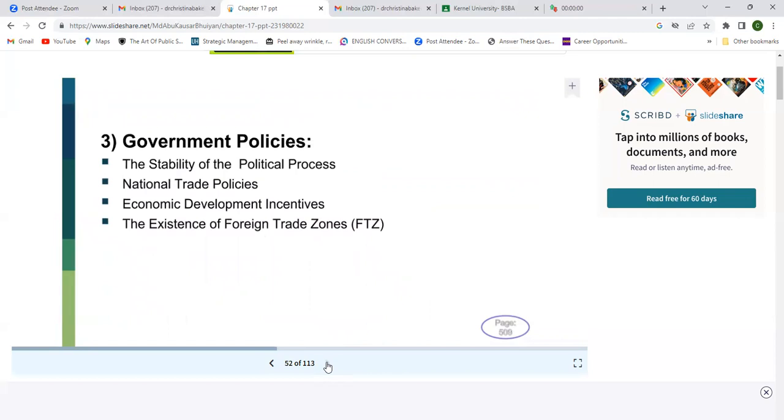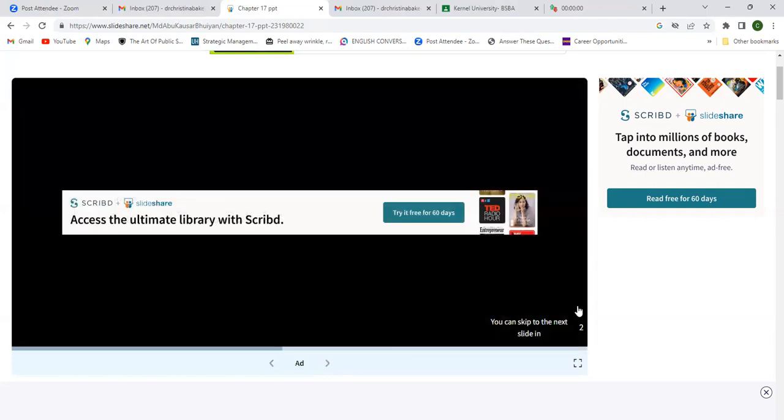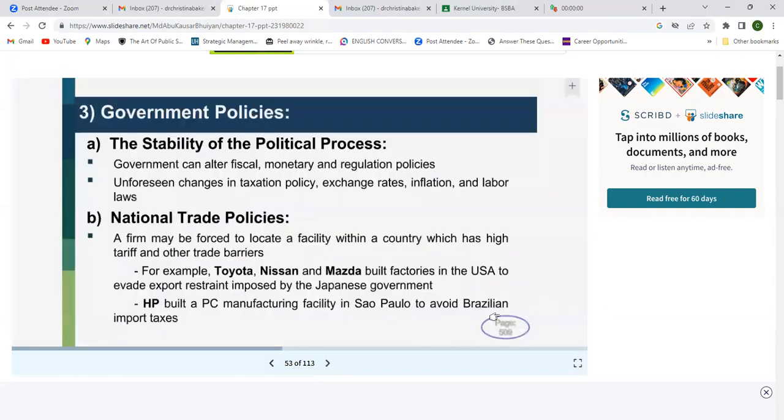Government policies: stability of political process, national trade policies, economic development incentives, and the existence of foreign trade zones, FTZ. We have the stability of political process. The government can alter fiscal, monetary, and regulatory policies, causing unforeseen changes in taxation policy, exchange rates, inflation, and labor laws.